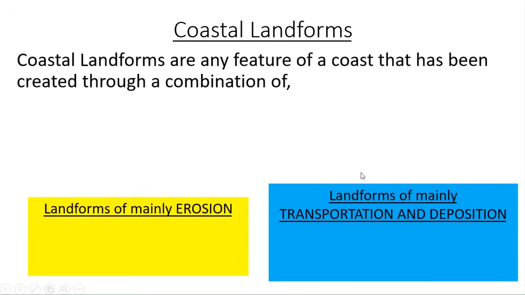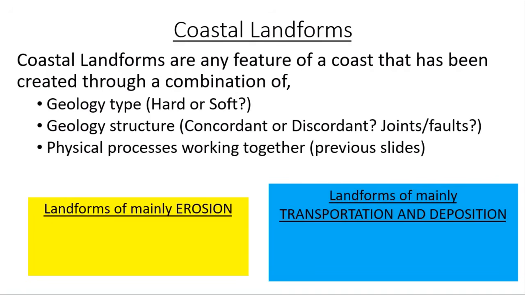Now, all the ingredients you've just been given with regards to geology and physical processes are really, really useful. And when you have got those fixed in your brain, you can now describe any coastal landform. So a coastal landform is any feature of a coast that's been created through geology, whether it's hard or soft, the structure of that geology, and those physical processes working together.